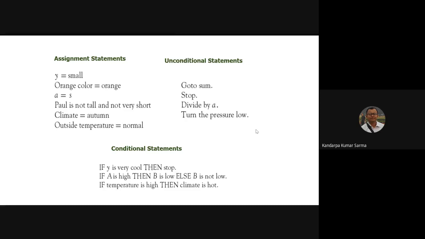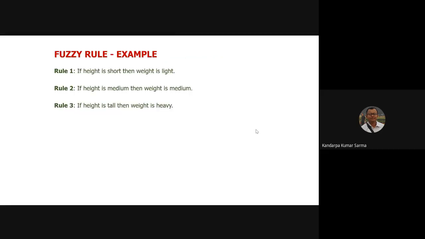turn the pressure low. Then conditional statements, like say if Y is very cold, then stop. If A is high, then B is low, or else B is not low. Like this, the rule base is formed. In the fuzzy rule base, we can see one case: rule one, if height is short, then weight is light. Rule two, if height is medium, then weight is medium. Rule three, if height is tall, then weight is heavy.